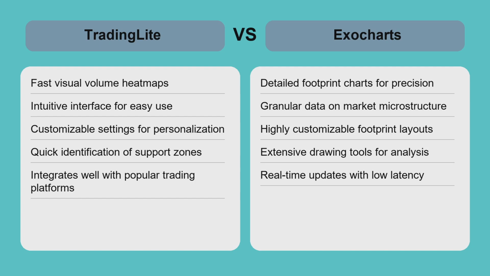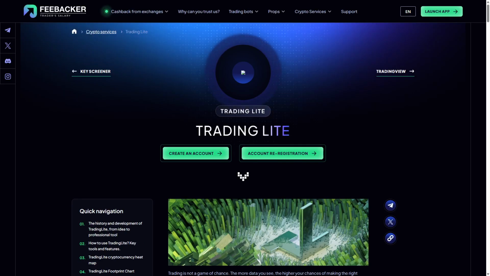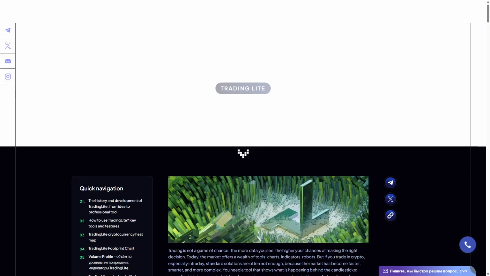Both platforms support futures trading with real-time data, but your choice depends on whether you prioritize quick visual cues or comprehensive order flow details. Choose TradingLite if you value fast, visual volume heat maps and straightforward order flow insights to quickly identify key market levels with minimal complexity.